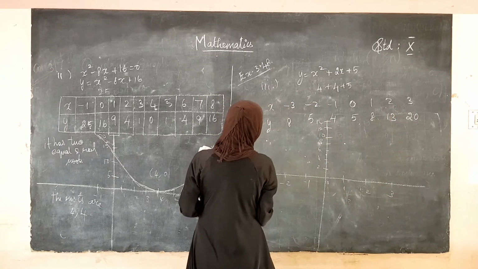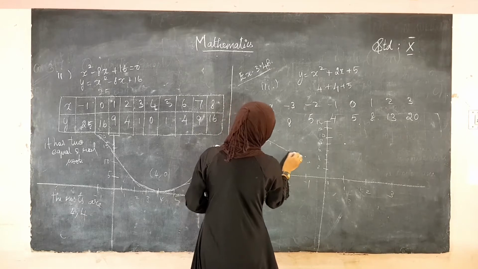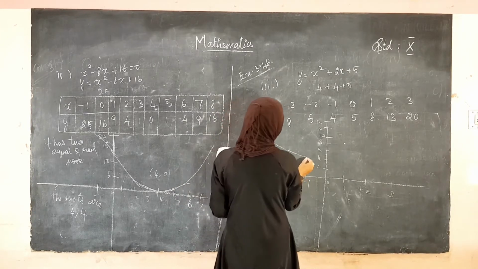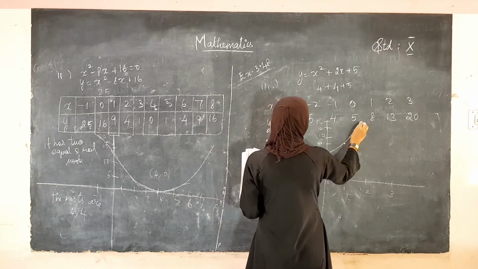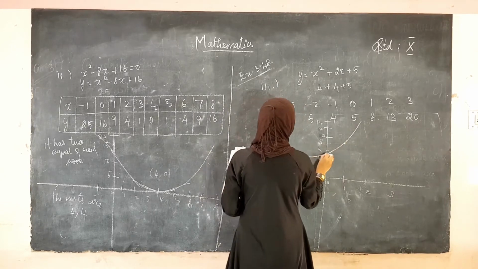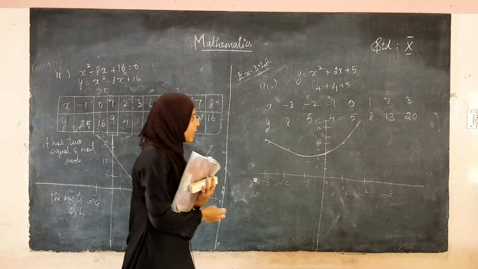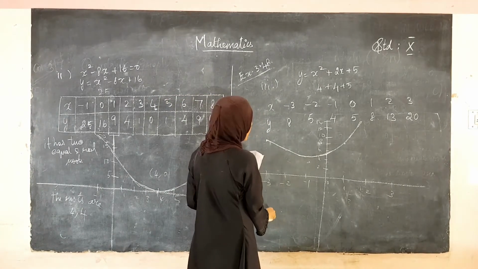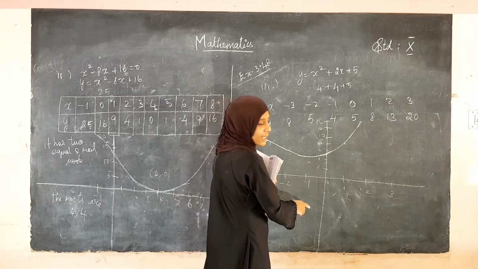So what will be the graph? The graph will be, so the value at 0 is 5. The graph will be like this. See here, does the graph touch the x-axis? No, the graph doesn't touch the x-axis.